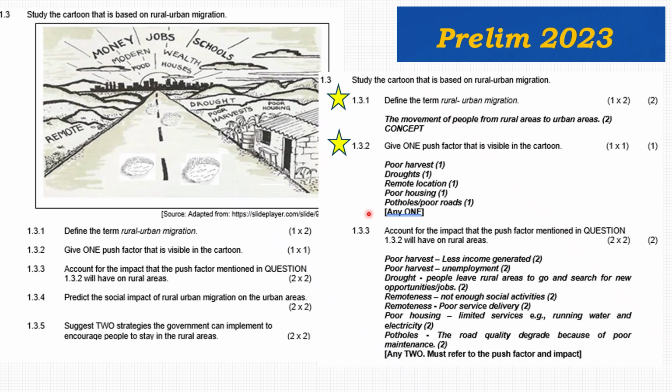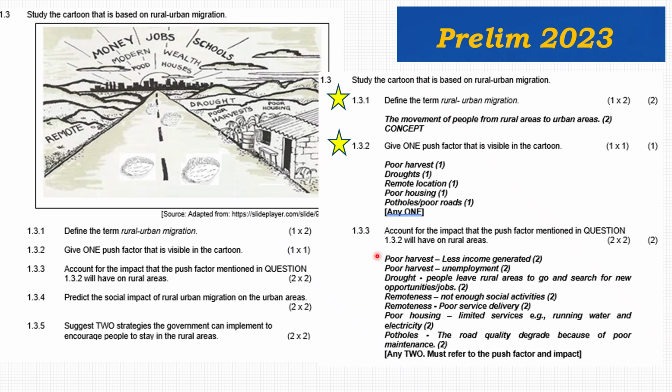1.3.3 says account for the impact that push factors mentioned in 1.3.2 will have on the rural area. Now we are accounting, we are explaining the impact of this push factor. Number one, we spoke about poor harvest. Poor harvest will lead to less income being generated. Remember, if we have more crops, you can sell them. Poor harvest leads to unemployment. If there's drought in the area, you can't farm a lot of crops, you won't need a lot of farmers, so obviously it can lead to unemployment.